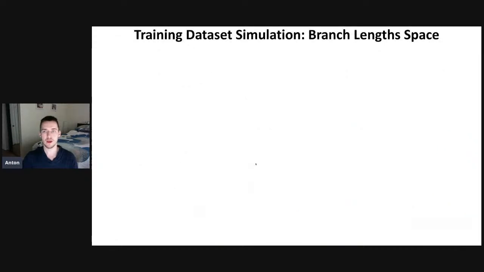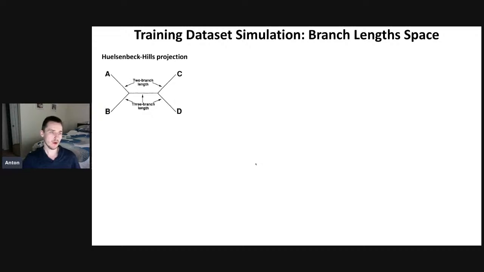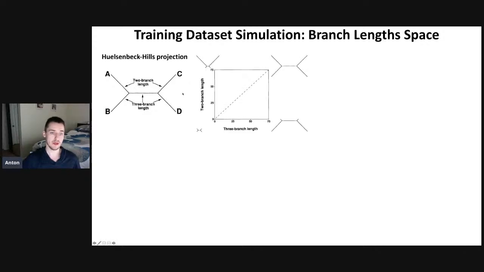So, okay, what would be the approach to do that? Imagine we have our trees and we spread them in a certain space, and we sample from that space. We were thinking, why not use Holson's-Back-Hills projection, which is very, very simple? So we have our two branch lengths, A and C, and we have three branch lengths, B, the internal branch, and D. Now we can project every tree branch length configuration into this space. The problem is, I'm going to show you why we can't use this projection, unfortunately.